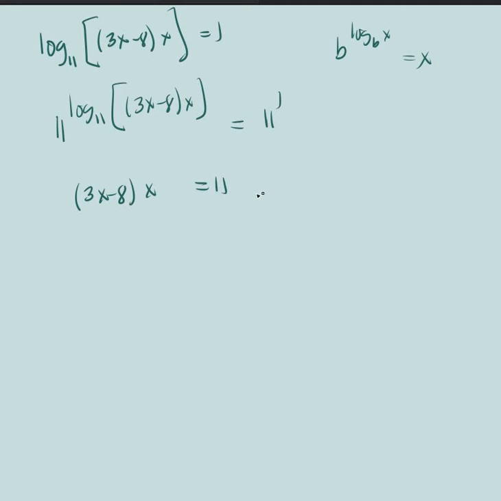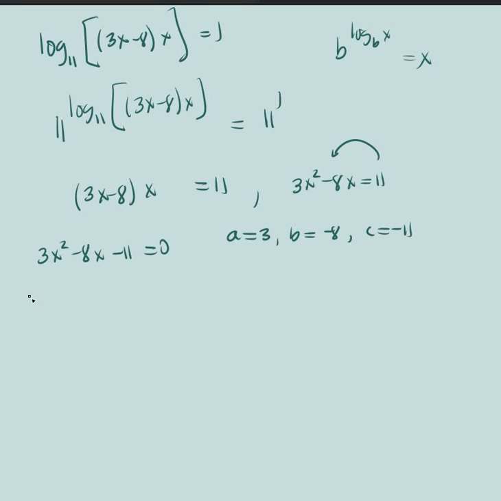We distribute the x, and we will get 3x squared minus 8x is equal to 11. We send 11 to the other side, and we will have 3x squared minus 8x minus 11 is equal to 0. And what we do now, we have to solve this one. How do we solve it? You can use the quadratic formula, where a is equal to 3, b is equal to negative 8, and c is equal to negative 11.